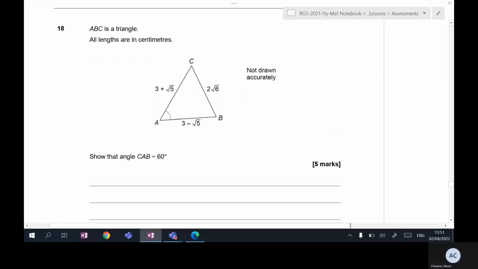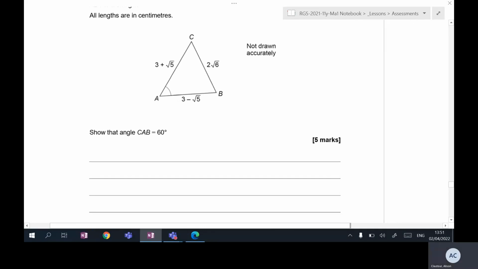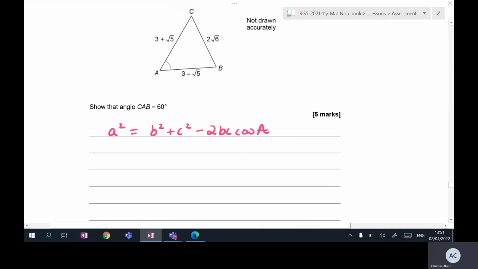Next question. We have got a triangle, we've got all the lengths in surd form, and we're trying to find the angle CAB. So this is a question on the cosine rule. Okay, so remember a squared equals b squared plus c squared minus 2bc cos A. Okay, so A, B and C are as follows.